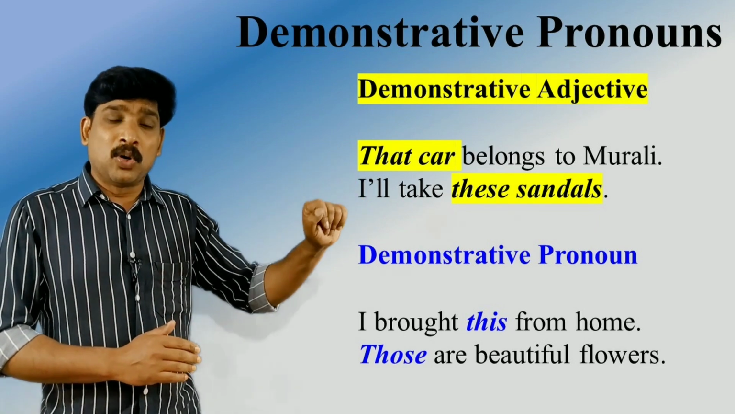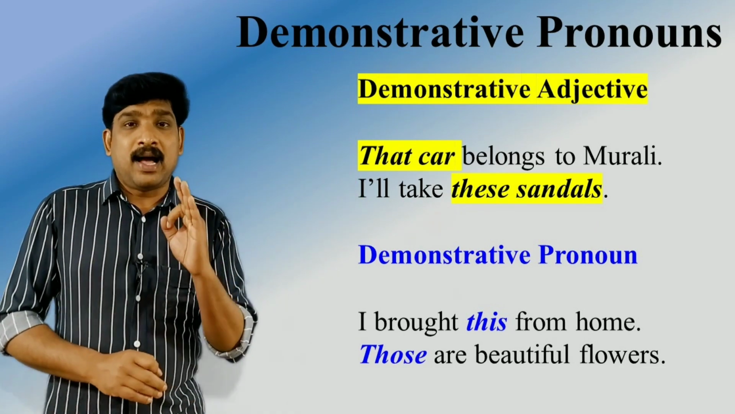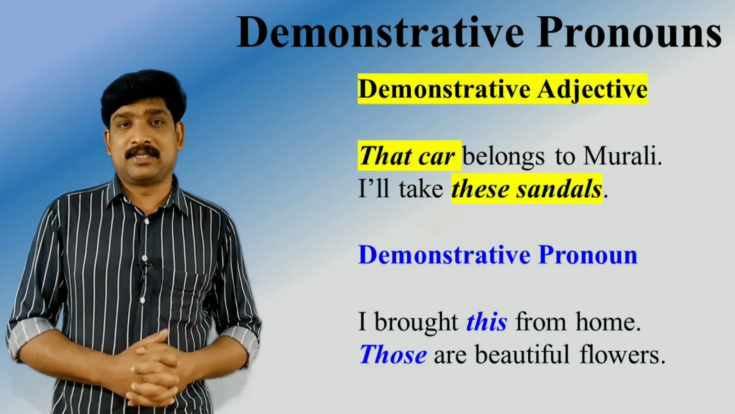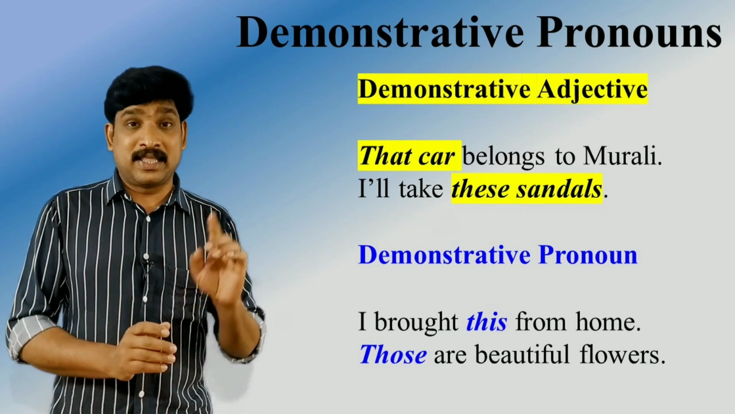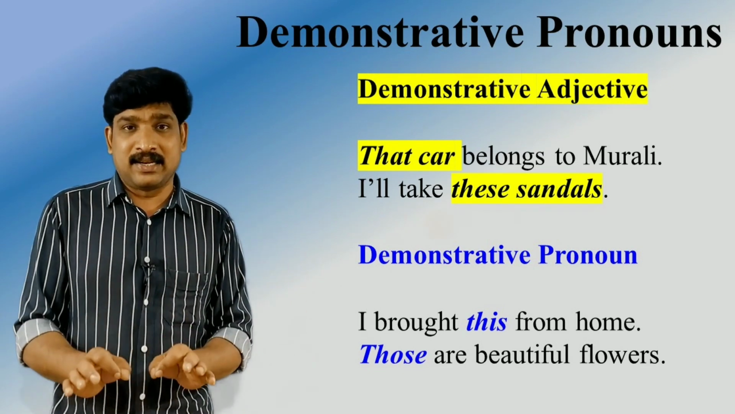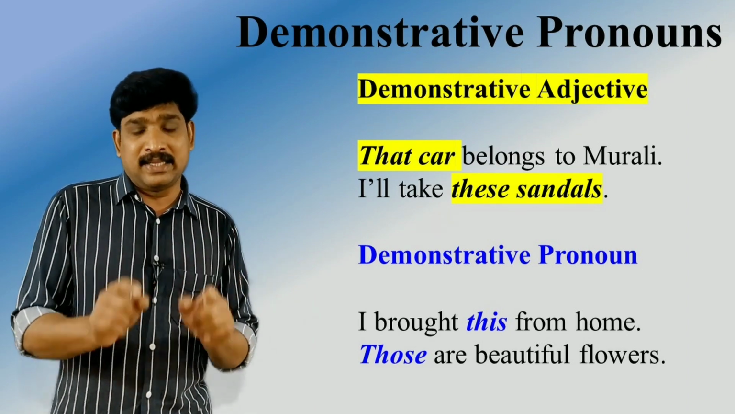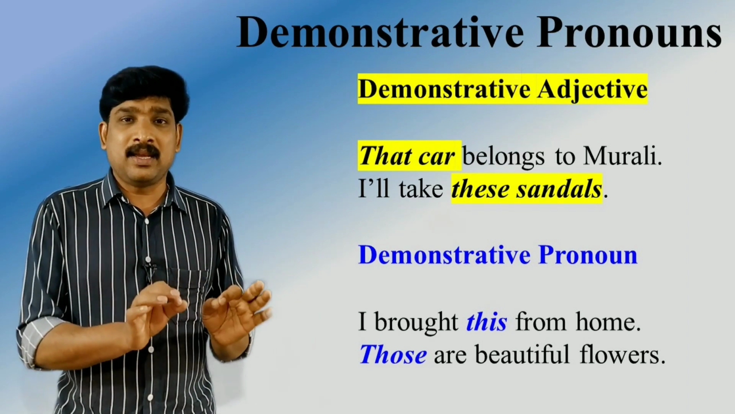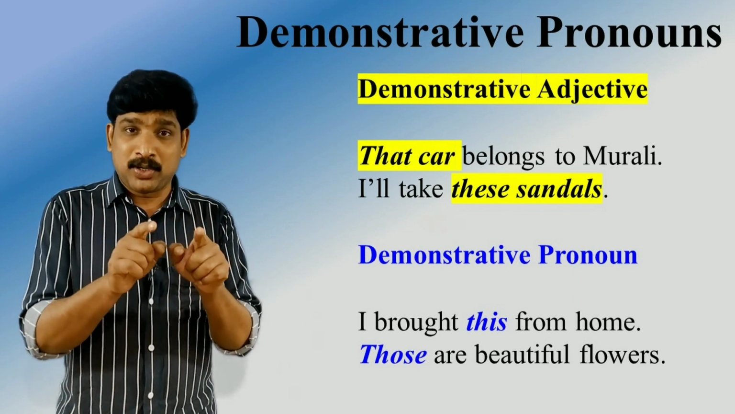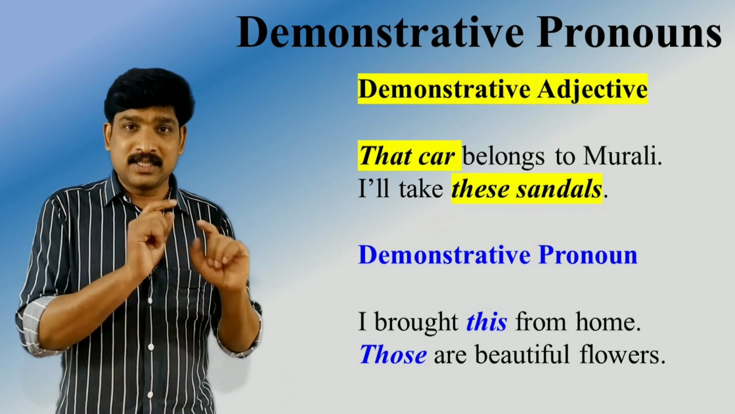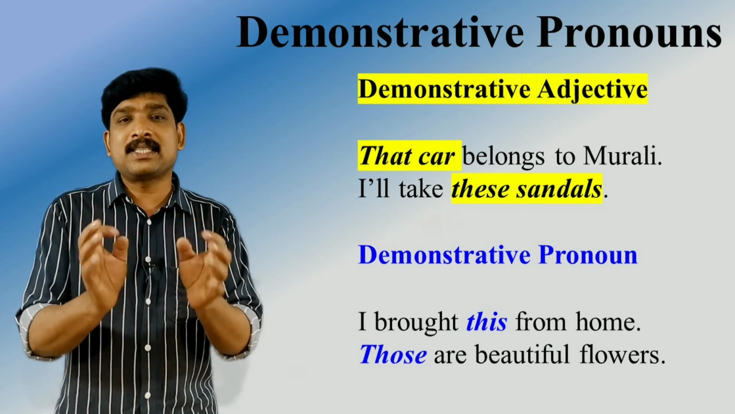That car belongs to Murali. I will take these sandals. In these two sentences, that car and these sandals, these two, that and these in these two sentences, they are talking about that particular noun. In the first sentence, the car, and in the second sentence, the sandals.